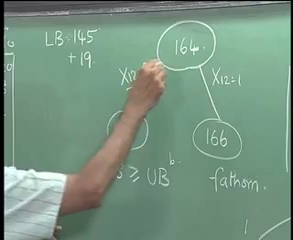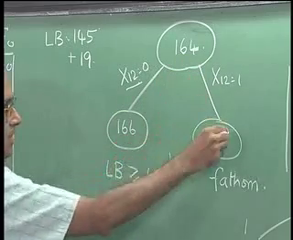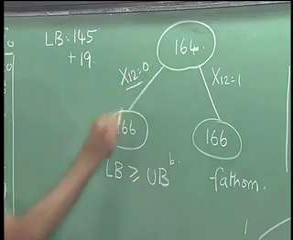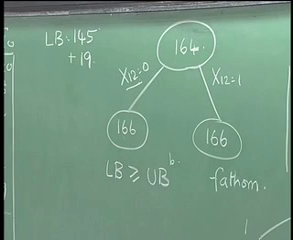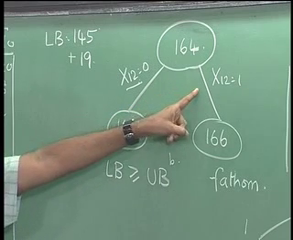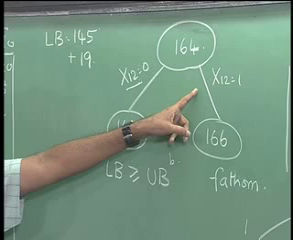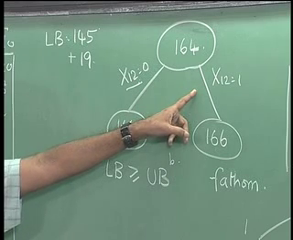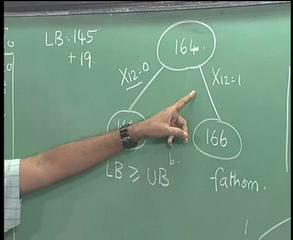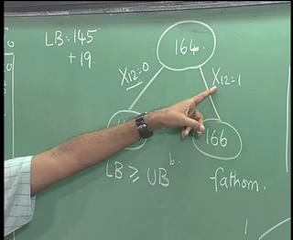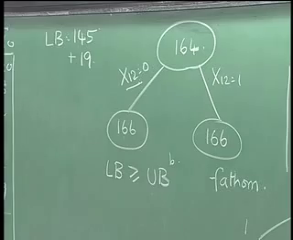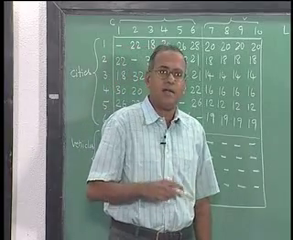Therefore, when we branch on x12 equal to 0 and x12 equal to 1, the lower bound gets updated from 164 to 166. Now, here having made the assignment, we leave the first row and the second column, and then we have a resultant 9 by 9 matrix. We also put x21 equal to 0, put a dash there, and then verify whether every row and every column has a 0.